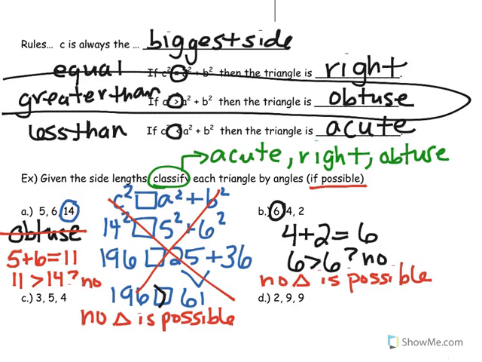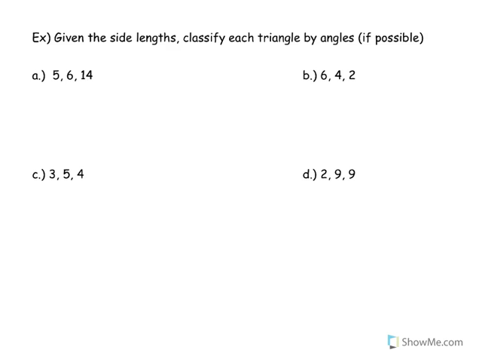All right, let's look at C and D. I just needed a little bit more space here. We're still classifying, but let's look at C. So my largest side is 5. Let's test 3 plus 4 equals 7. Is 7 greater than 5? Yes. So we're ready to test the Pythagorean theorem.